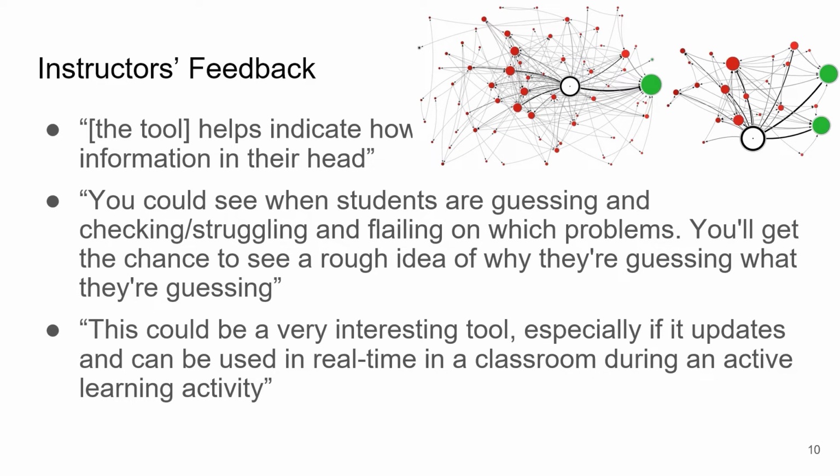Sparse graphs with many small vertices, like the one on the left here, mean that students didn't share many answers in common, which can be a sign of guessing. Meanwhile, a dense graph, like the one on the right, with only a few large vertices, means that the students likely shared similar lines of thinking when approaching the problem.